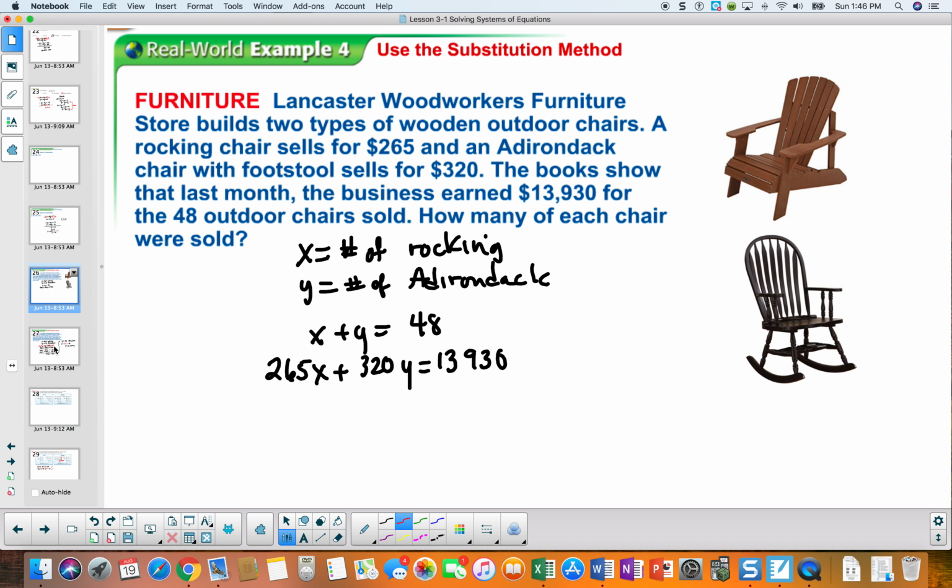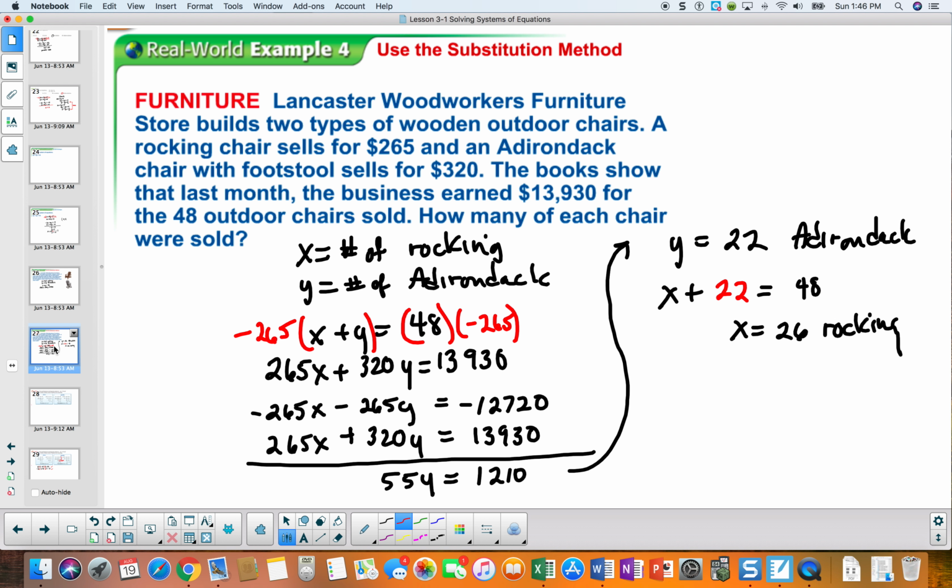So I'm going to go on to the next screen. I want to take this top one and multiply it by negative 265 so it can match and have opposite variables. And I'm going to multiply that. So this now becomes this. And when I add, I'm going to get 55y equals 1,210, which leads me to get 22. Once I get 22 of those chairs, I can figure out how many rocking chairs there are, and there'll be 26 of those.